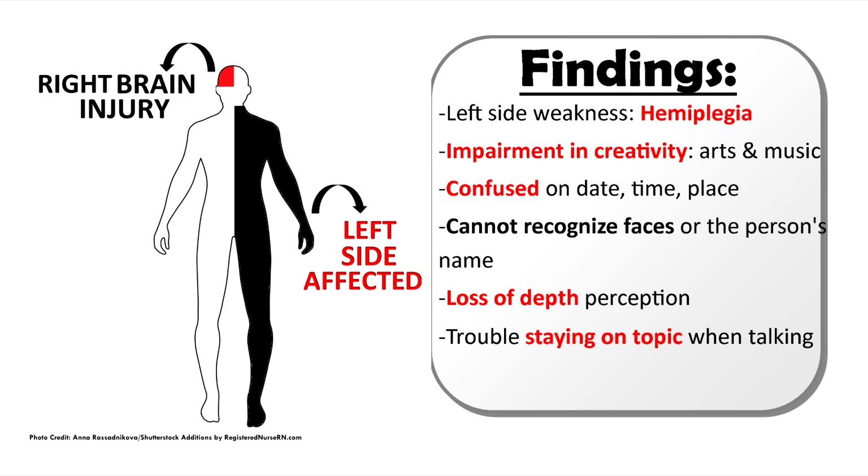Also, they can have impairment of their creativity because that's our creative side of our brain. So they'll have issues with understanding and interpreting art and music. They will be confused on date, time, and place. They won't be able to recognize familiar faces or the person's name that goes with that face. They'll have loss of depth perception and trouble staying on topic while talking because remember, they're going to have a short attention span.